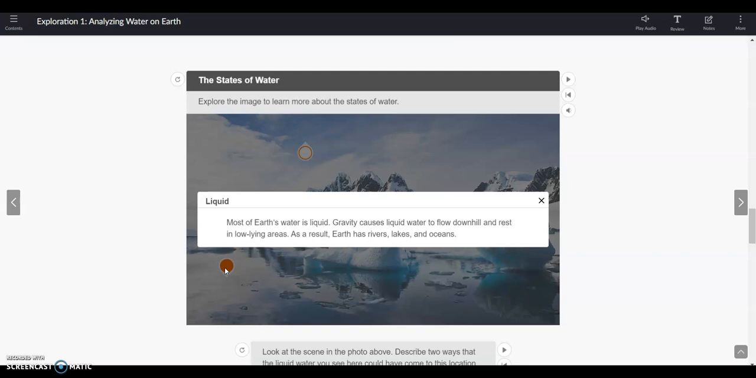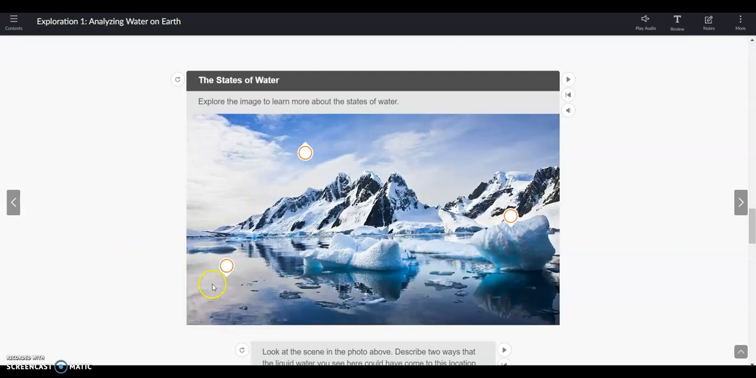Gravity causes liquid to run downhill. All of that good stuff.